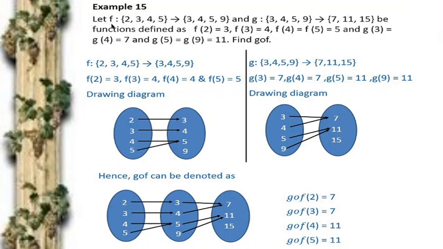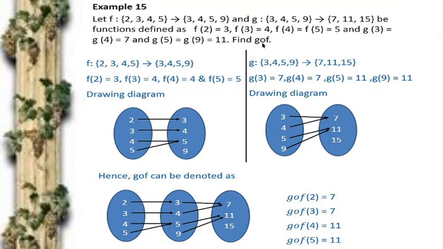Example 15. Let f be defined from this set to this set. 2 is mapped with 3. f of 2 is 3. f of 3 is 4. f of 4 and f of 5 are both equal to 5. So 4 and 5 are both mapped with 5. Then we have function g, which is like that. g of 3 is equal to g of 4, both giving us the value 7. And then 5 and 9 both give the value 11. So like this. Now we have to find gof.